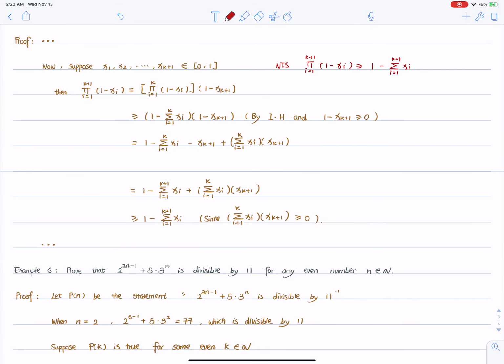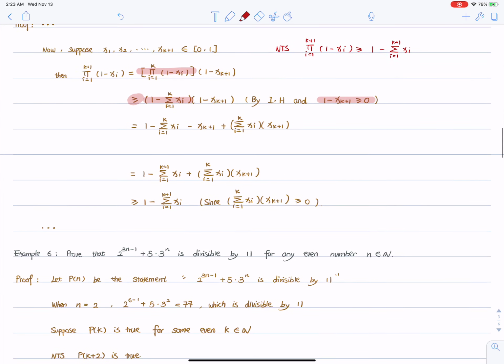Now you can use your hypothesis because you see this. You know that this is greater than or equal to this by your hypothesis. Notice that since we are dealing with inequality, you need to make sure whether your number is positive, negative, or zero. You need to be careful about that, okay? So this inequality is true because this whole thing is greater than or equal to 0. If it's smaller than 0, it's a different story.